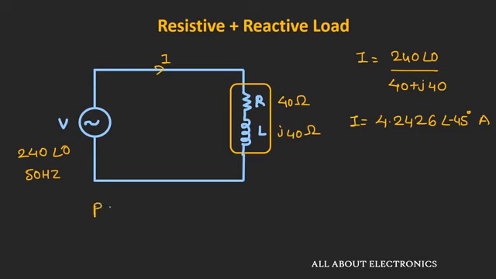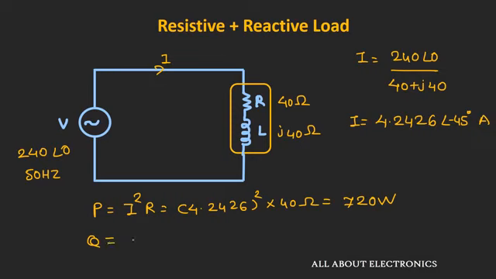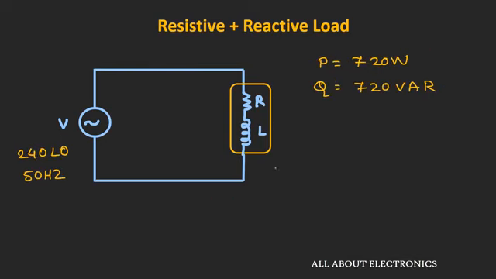So the true power P will be equal to I square into R, that is 4.2426 square into 40 ohm, which will come out as 720 watt. And similarly, the reactive power Q is nothing but I square into XL, that is 4.2426 square into 40, which will again come out as 720 VAR. So in this way we got the value of true power as well as the reactive power.